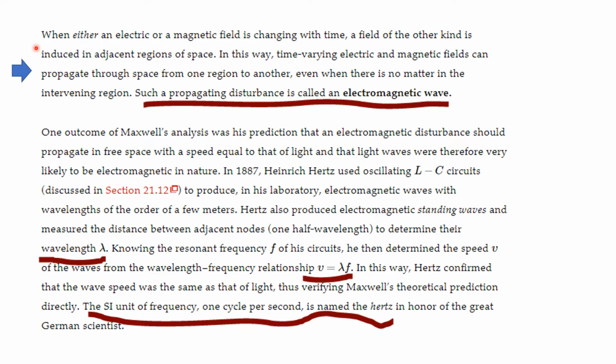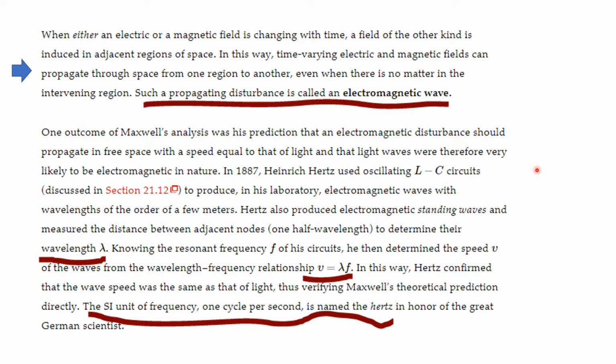When either an electric or magnetic field is changing with time, a field of the other kind is induced in the adjacent regions of space. In this way, time-varying electric and magnetic fields can propagate through space as a wave. Such a propagating disturbance is called an electromagnetic wave.